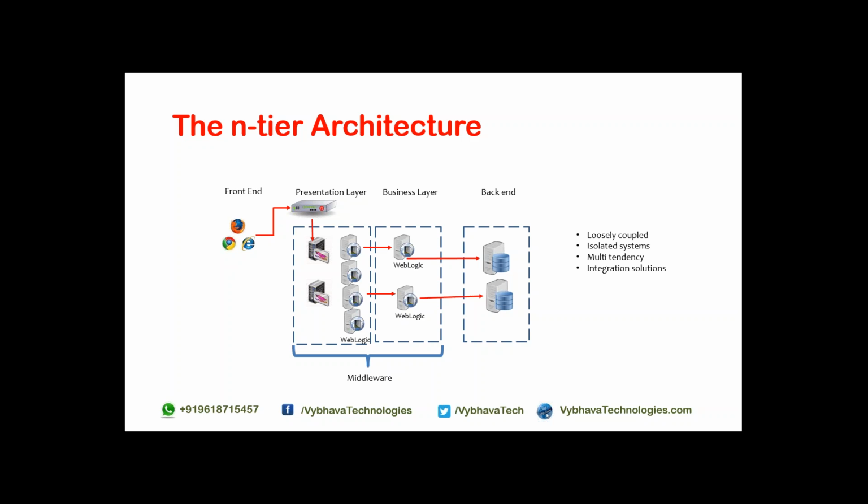So WebLogic servers in the business layer pass the request to the backend, that is the database. This database also we are going to create highly available. And why do we have this many layers? Why do we need everything? Why can't we put it all into one server?